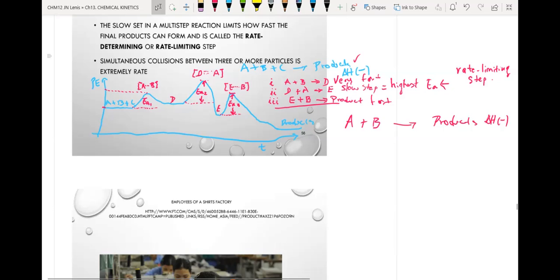When we add these three steps, we have two A's here, two A's. This should be 2, and this also should be 2 for the following reason. And here on reactants, we have B here, and also we have B here, plus 2B to form products.